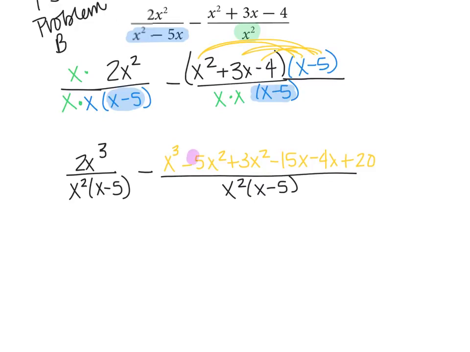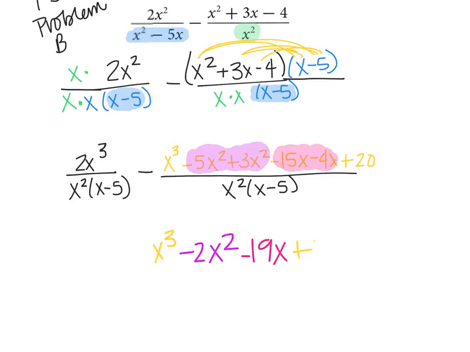So we know that we can combine negative 5x squared plus 3x squared. That's going to give us negative 2x squared. We can also combine our negative 15x minus 4x, which is going to give us negative 19x. We can't combine our x cubed with anything.